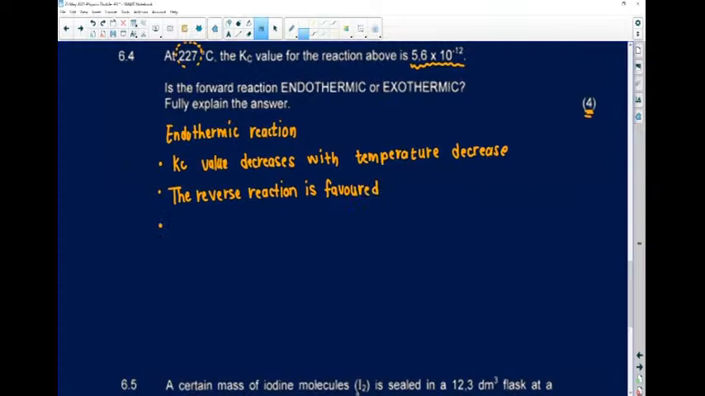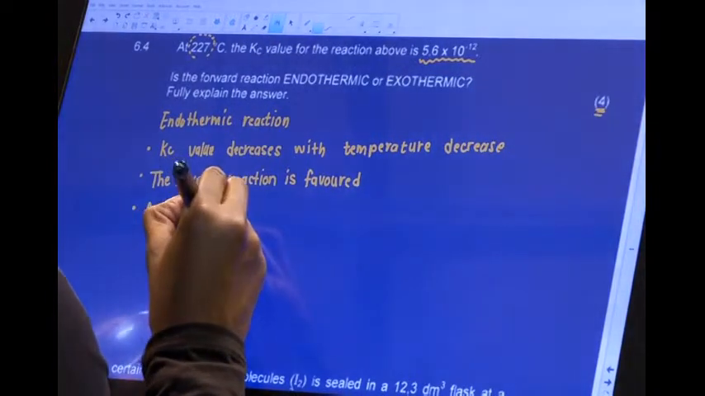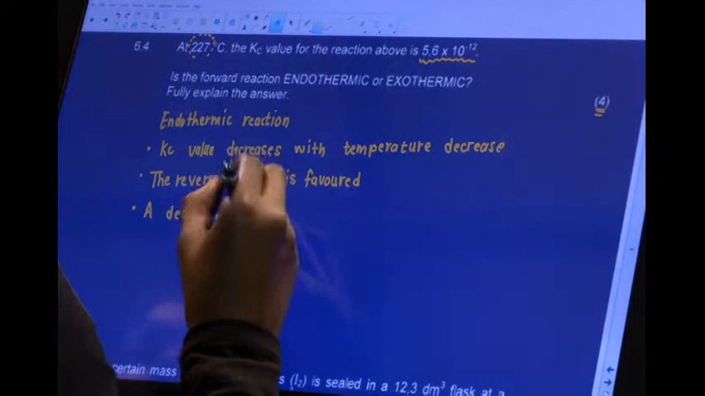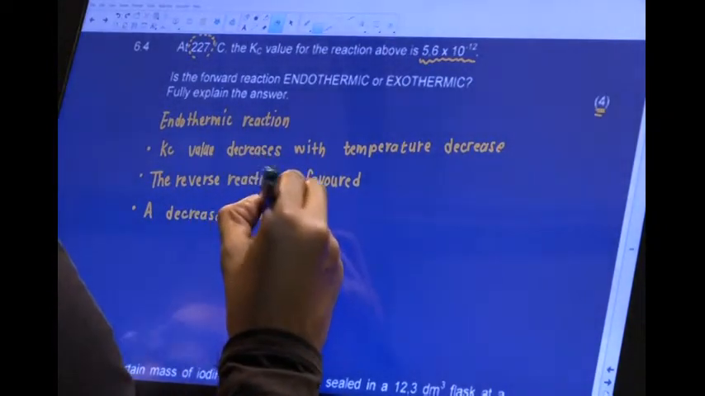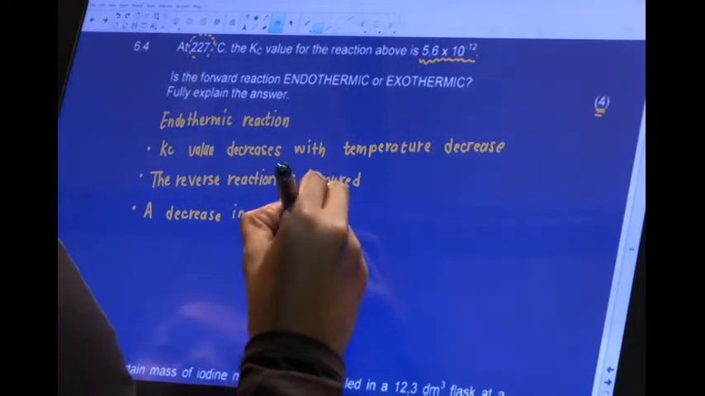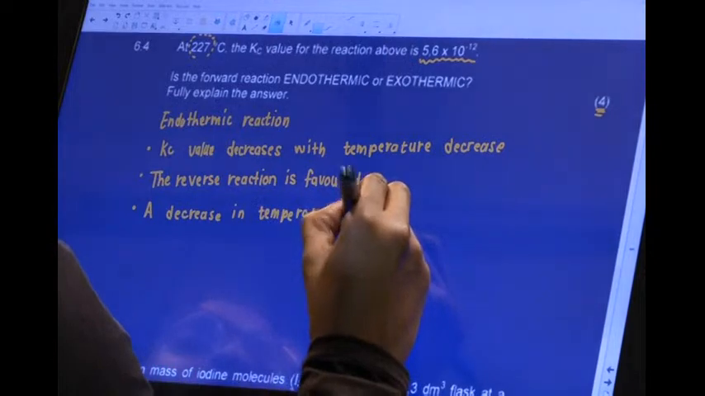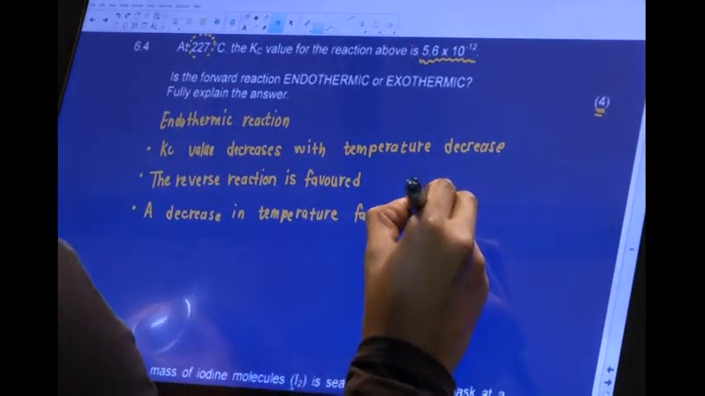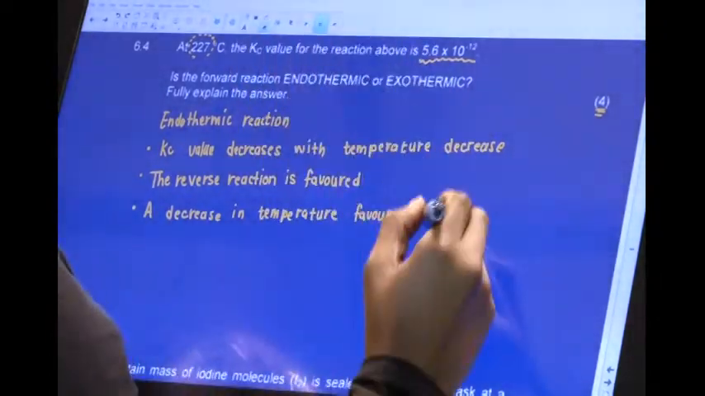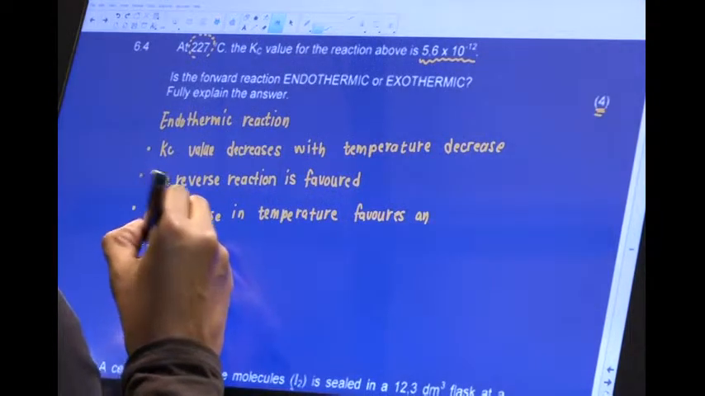And then a decrease in temperature favors the exothermic reaction.